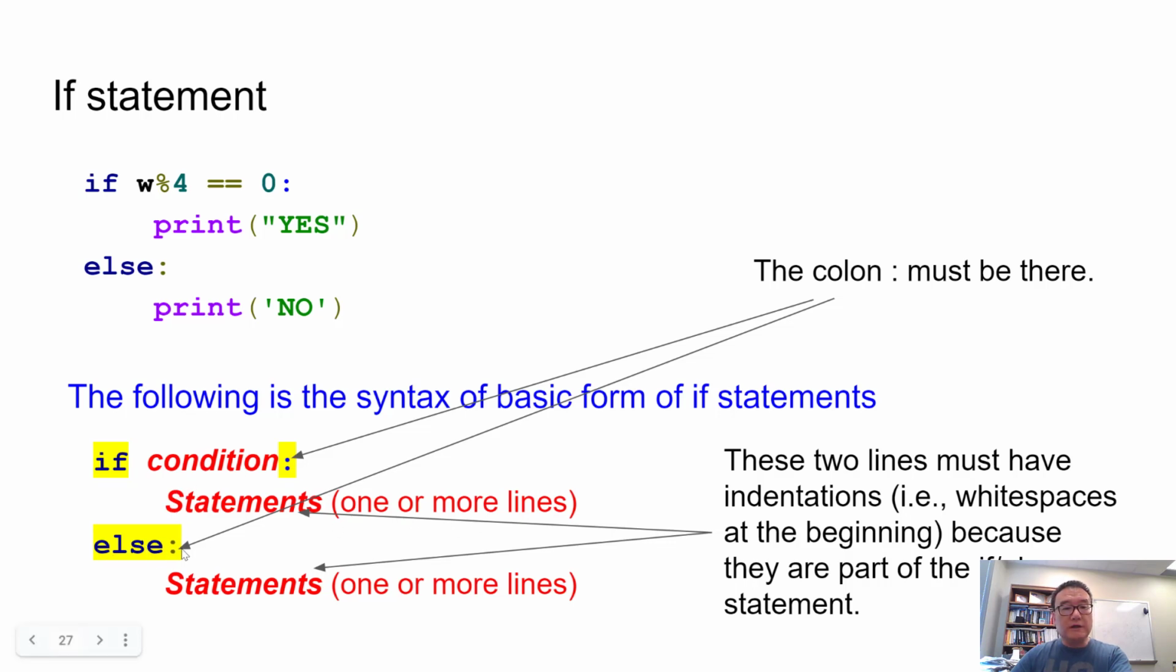And for this else branch, we have else, also followed by a colon. The colon must be there. So again, one of the common beginner errors is that you might forget the colons and then you'll get a syntax error, just something to remember. The else branch also should have indentation, white space in front of the statement. And there can be more than one line of statements here. Right now we only use a single line, but there can be more.